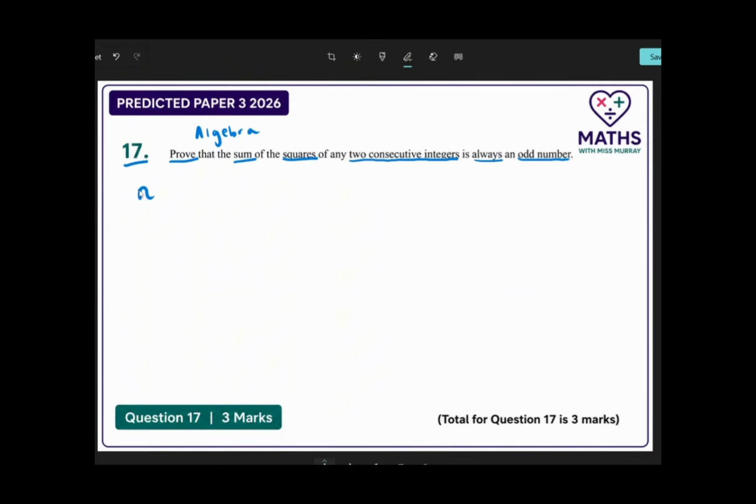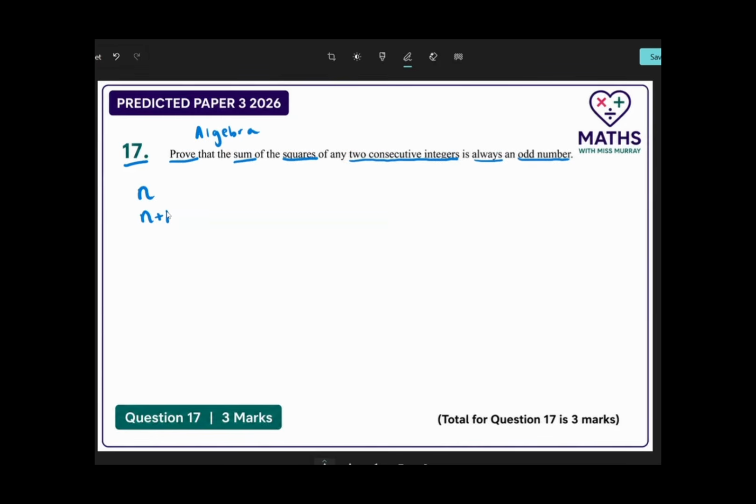The next number after n, so if n was 5 and I wanted to represent 6, I would just have to add 1 to get to the next number. So when you're talking about consecutive numbers, you use n and n plus 1, or x and x plus 1.